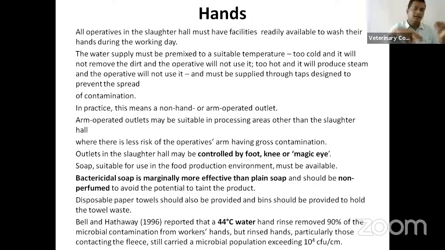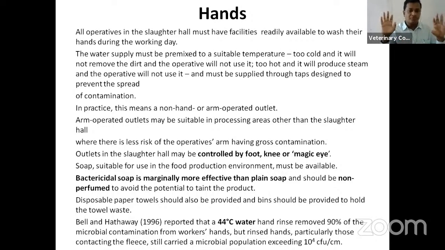The moment you keep your hand, water should easily flow, soap should easily flow. The moment you are out of that site, there is no operation of that. Such kinds of magic eyes, the smart recognition systems, are all used. The soap that is used should not be a hazardous chemical, number one. Number two, the majority of soaps are not bactericidal, they are only cleansers. If you can use a bactericidal soap, that is better, so that the intention with which we wash the hands in the slaughterhouse is achieved.